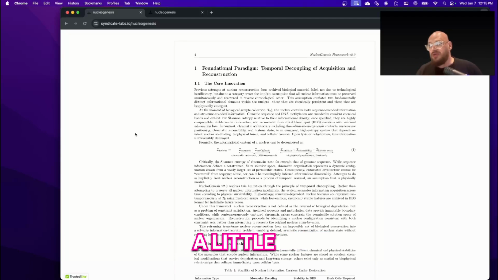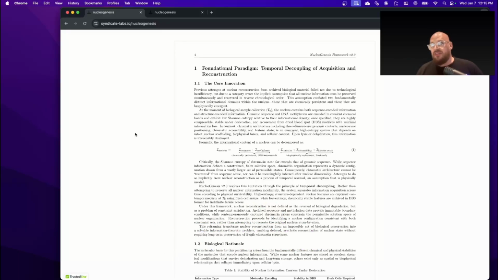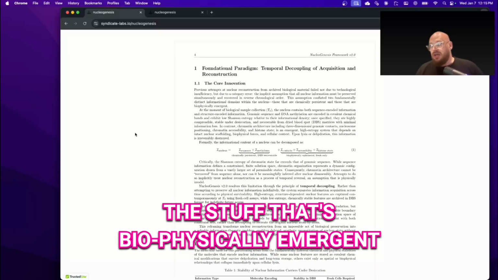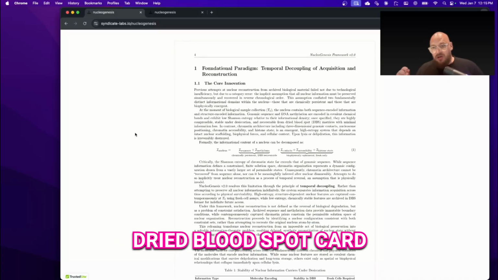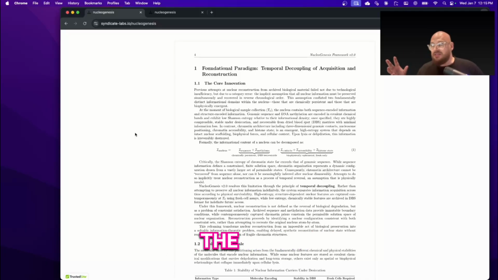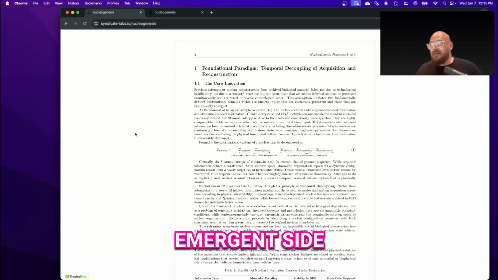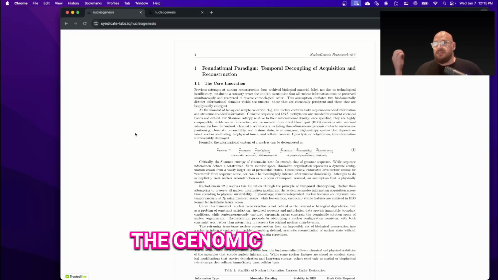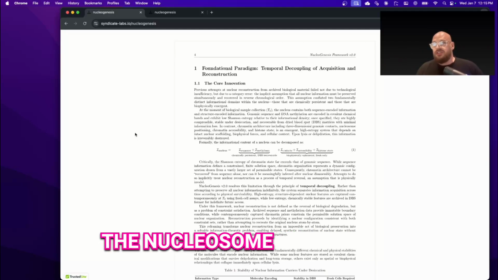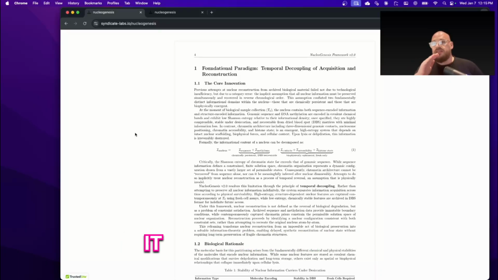All right, so let's back up a little bit. What that means is we have basically two things that we're looking at: the stuff that's chemically persistent that we already know of, right? And then the stuff that's biophysically emergent, which is the stuff that we want to know. So when a dried blood spot card starts to dry out and lyse the cells, the information on the biophysically emergent side, like the chromatin architecture, the genomic contacts, the nucleosome positioning, and really anything about the histone state, since it's a high entropy system, is then destroyed, right?